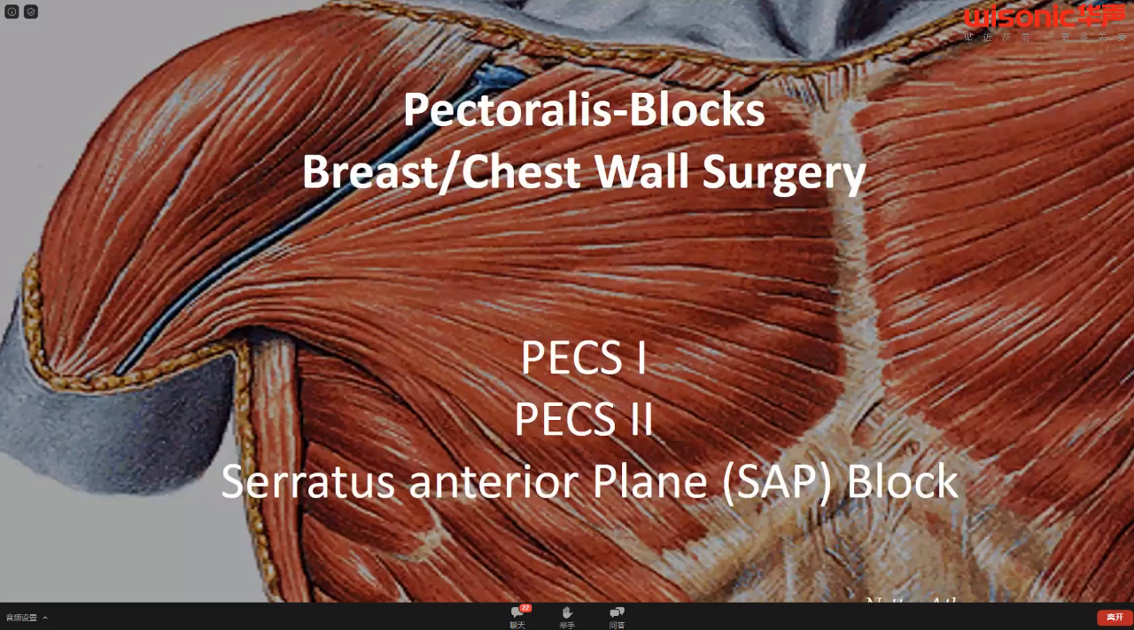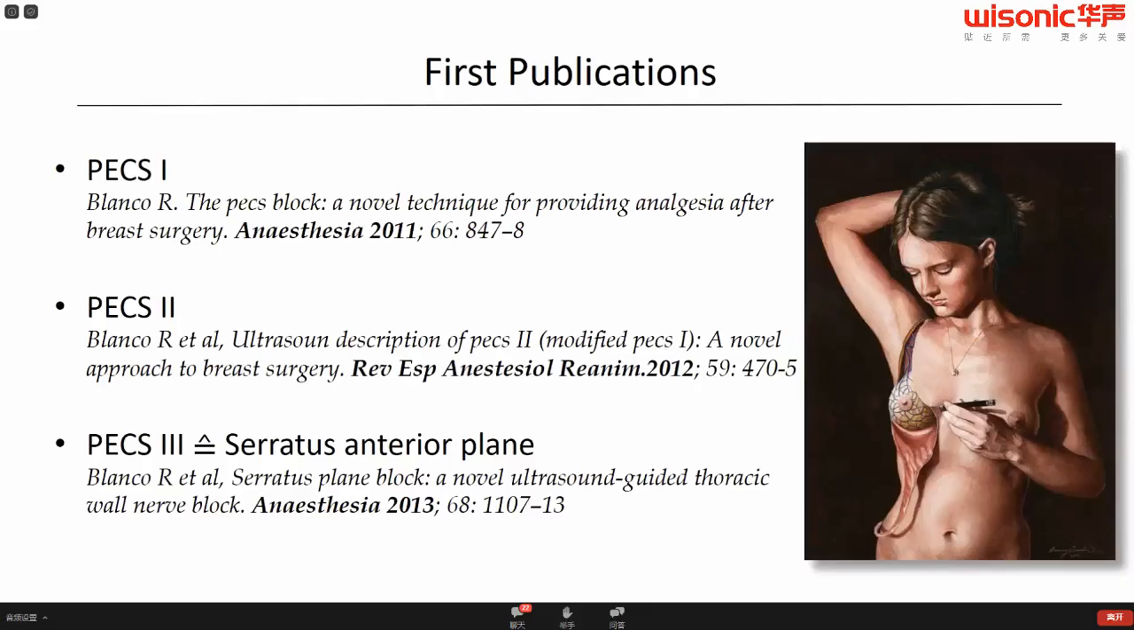So let me start with the PECS blocks, which are blocks for breast and chest wall surgery. We have three different kinds of blocks: PECS 1, PECS 2, and the serratus anterior plane block. All these blocks were first described by Rafael Blanco, PECS 1 in 2011, PECS 2 in 2012, and PECS 3 or the serratus anterior plane block in 2013.